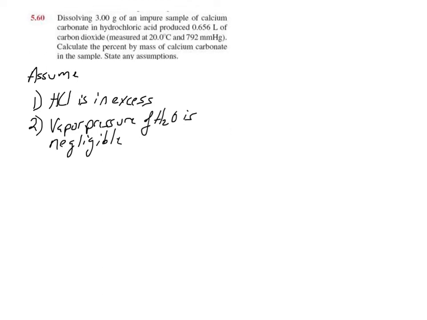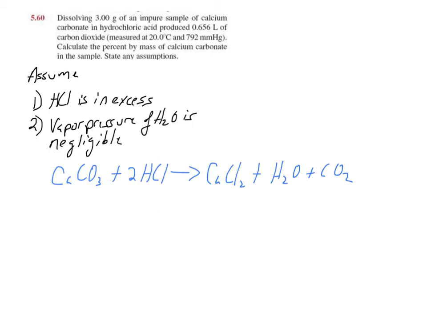Well, the first assumption we need to make is that the calcium carbonate in our sample is our limiting reagent, so HCl is in excess. That, and because this is in solution, we're going to ignore vapor pressure of water and just assume it's negligible in our calculations. So, to start off, we need our balanced chemical equation. And from this, we can see that 1 mole of carbon dioxide comes from 1 mole of calcium carbonate. So what we're going to do is work backwards. We're going to find the number of moles of carbon dioxide and relate that to the calcium carbonate.